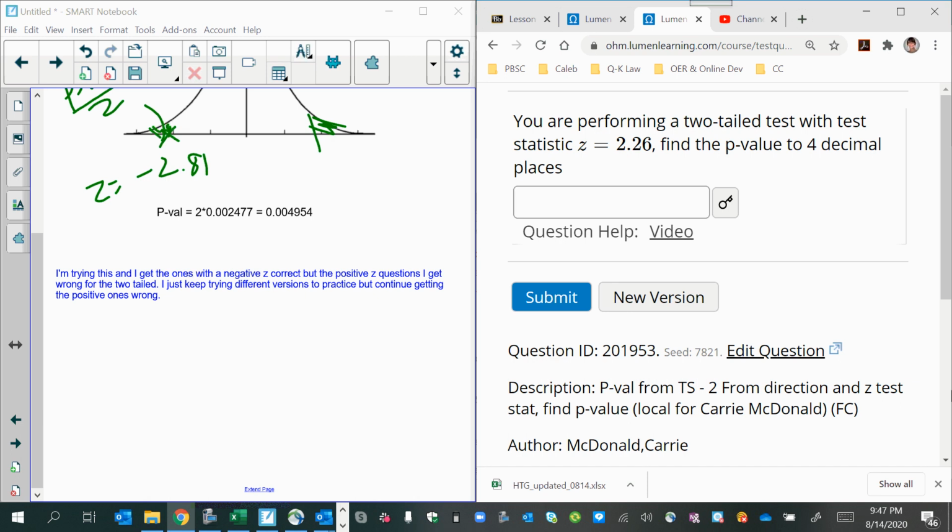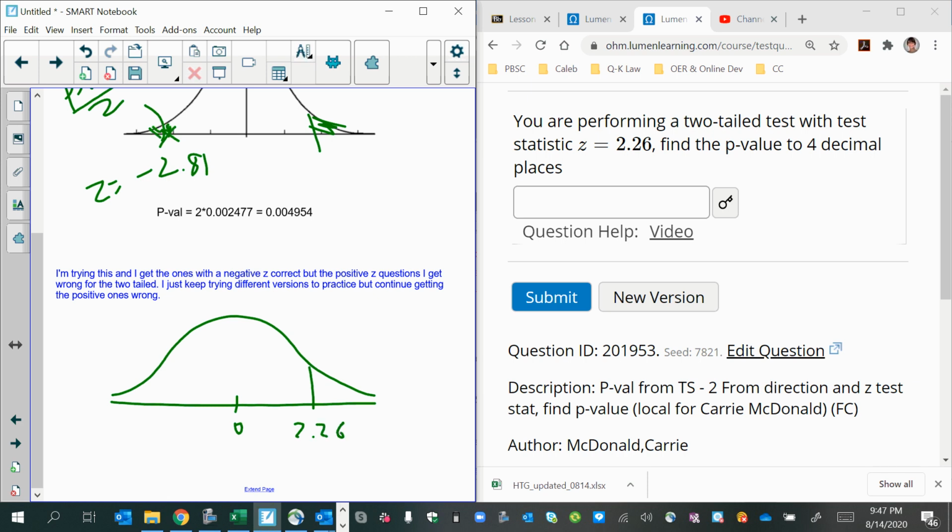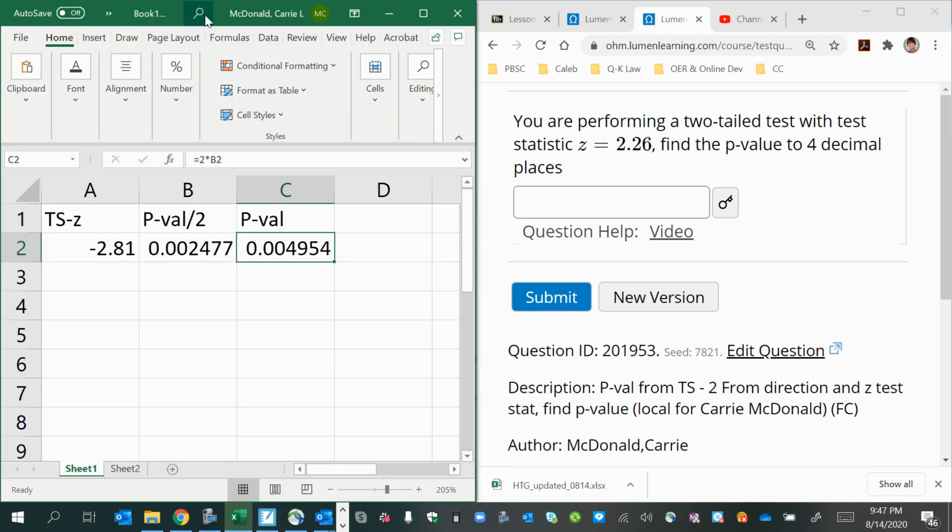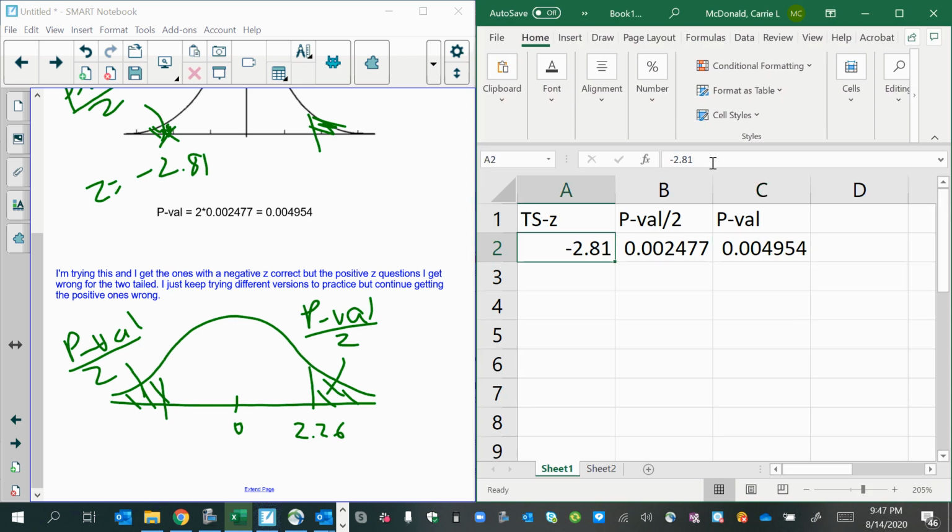All right, first of all, we need to draw a sketch. So I have my z-score on the right because it's positive. And I know there's two tails here, right? And that the area in each tail is half of my p-value, okay? Now, if you go in and you do this in Excel with a positive z-score, it's going to give you an area that's very large. It looks almost like the whole area under the curve, because remember the whole area under the curve is equal to 1. And this is saying that half of my p-value, which would be this area over here, is almost 1. So that can't be right.